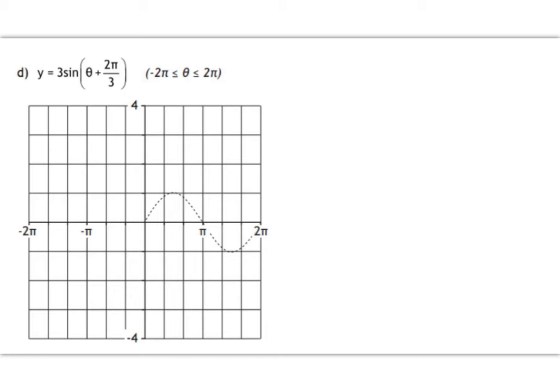All right, so what we're going to look at here is what happens if we do a horizontal shift. I'm going to ignore that amplitude out front just to keep that separate for a little bit, so we're just going to cross that part out. So we know that a sine function starts at 0 and goes to 2 pi. So I'm going to start, and I'm going to put that whole inside equal to 0.